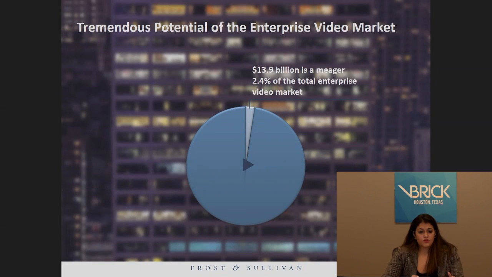This is a slide about the potential of the enterprise video market. The total addressable market for enterprise video solutions as we see it today among large and mid-sized organizations around the world is estimated to be close to $13.9 billion. The currently served market is only a meager 2.5% of this total TAM. And I think that goes to demonstrate the tremendous potential of the enterprise video opportunity going forward.